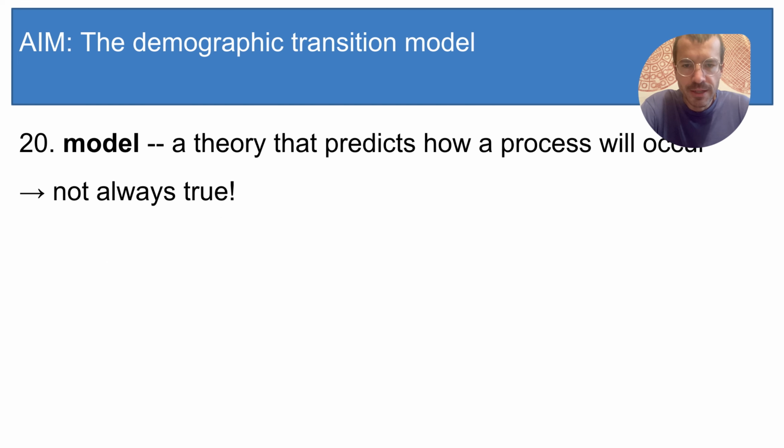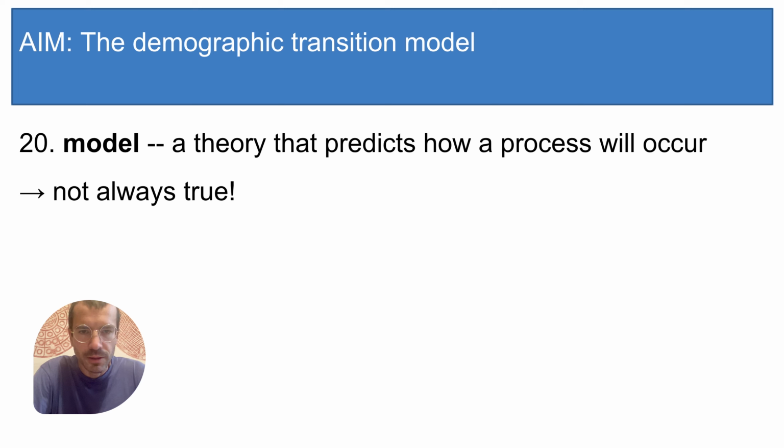Your first term today is model. Models are theories or hypotheses that try and predict how a process will occur. Models are predictions, so they're not always true, and they don't accurately predict every situation. But they provide a good guess for how things might unfold, and they're often correct.